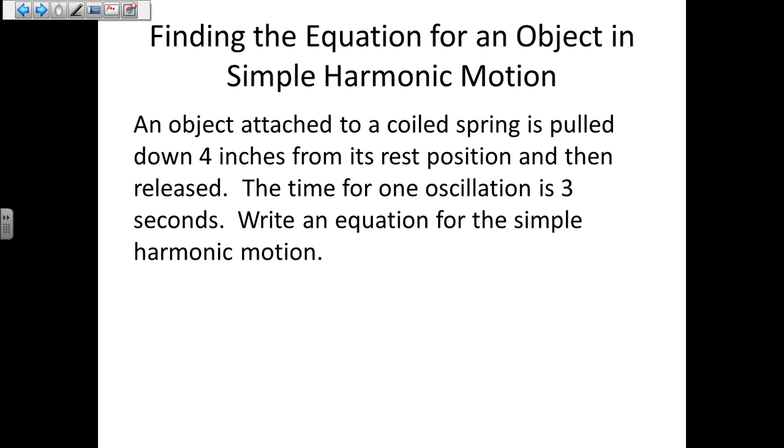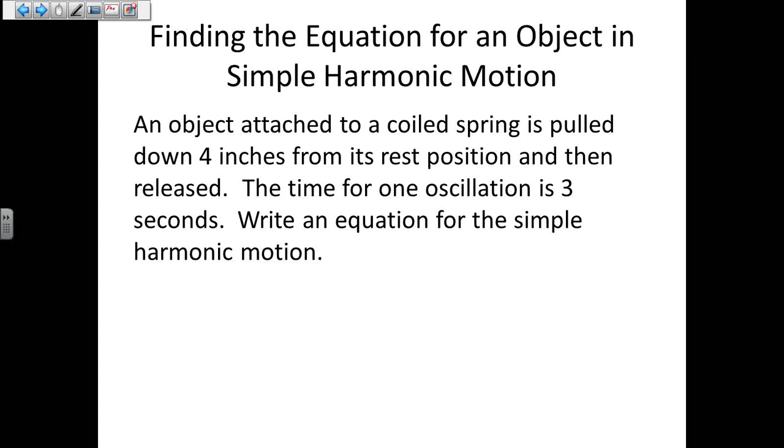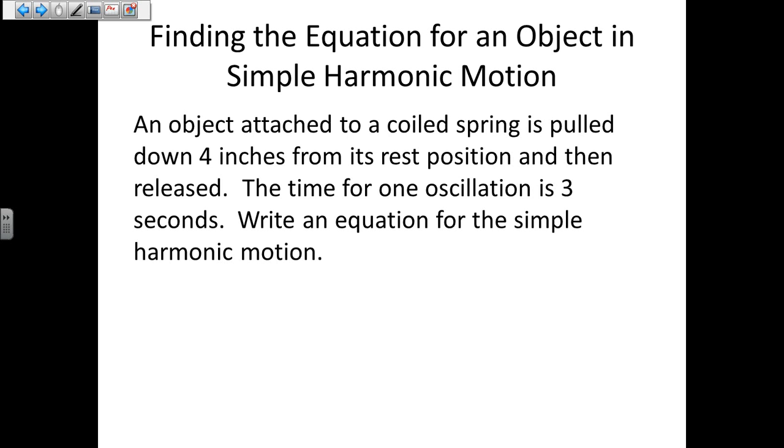So when they want us to find the equation of an object in simple harmonic motion, they will tell us some information to try to give us ways to find the alpha and the omega for our equation. And they'll try to tell us some information to basically make the decision, is it a cosine equation or is it a sine equation? So here's an example of one.